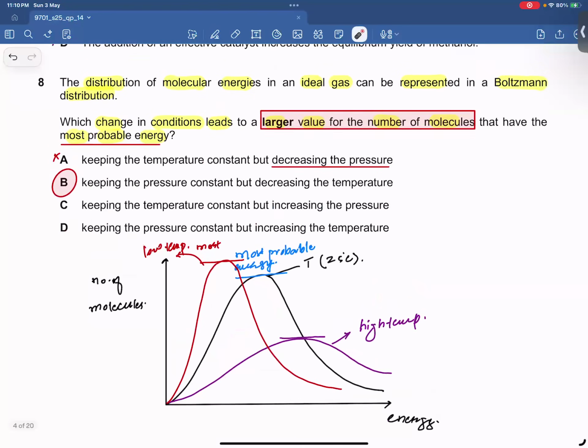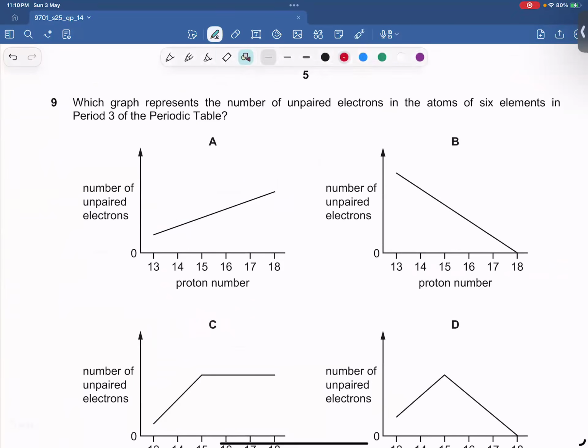Okay. Question number 9. Which graph represents the number of unpaired electrons in an atom of 6 elements? Unpaired electrons. So for unpaired electrons, I'll go with the spin configuration, because I told you in class that whenever you have to determine paired or unpaired electrons, you always use the spin configuration. Okay, so this is atomic number 13. My bad. Atomic number 13 is basically aluminum.